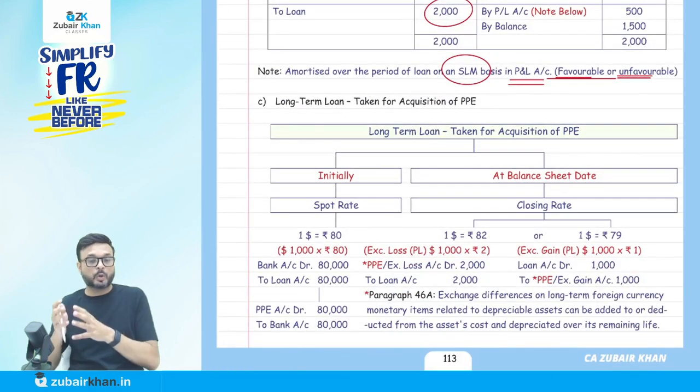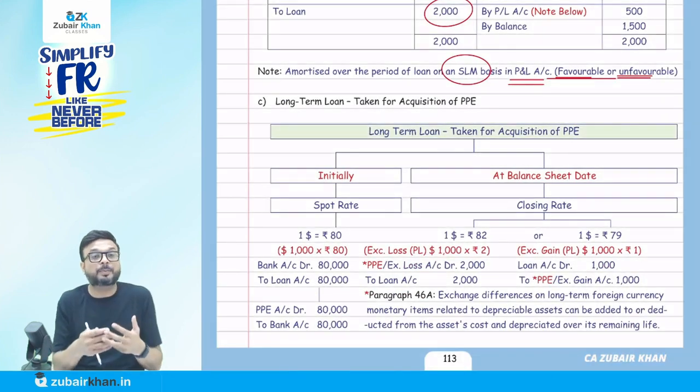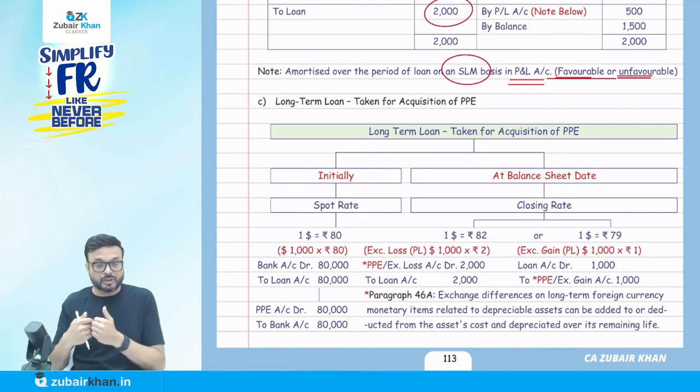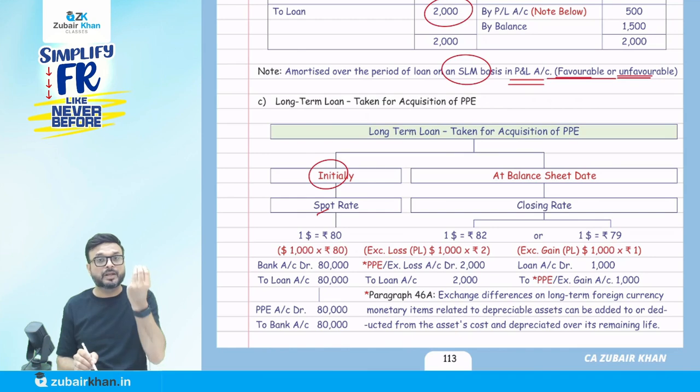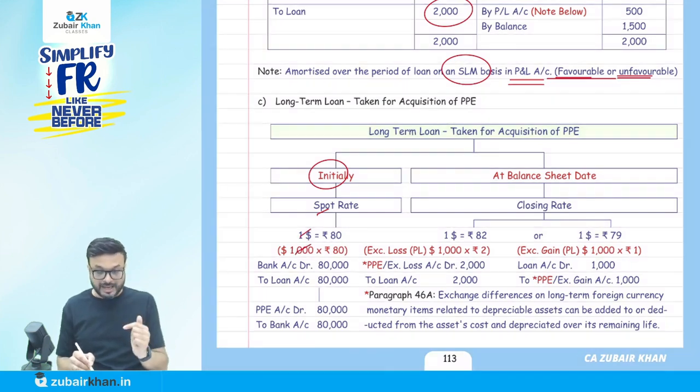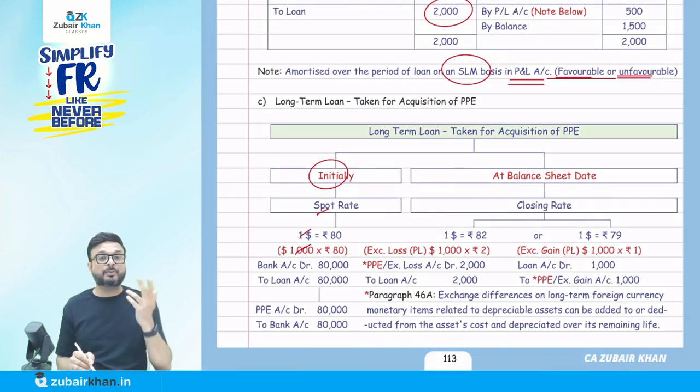But if I took a loan here, for what purpose? To purchase the property, plant and equipment. So initially I am to recognize it at the spot rate. For example, again, the same figure. We suppose $1 is equal to 80 rupees. We took a loan of $1,000 at a rate of rupees 80. So I am to recognize the entry.